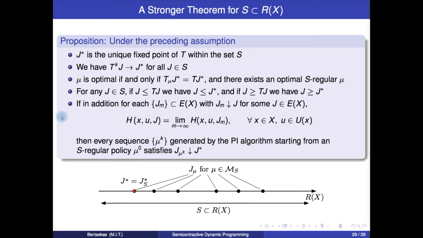Finally, regarding policy iteration, if we have a certain technical continuity condition holding whereby for any Jm that converges to some J, we have this condition, this continuity condition holding, then every sequence mu k generated by the policy iteration algorithm starting from an S-regular policy converges monotonically to J star.